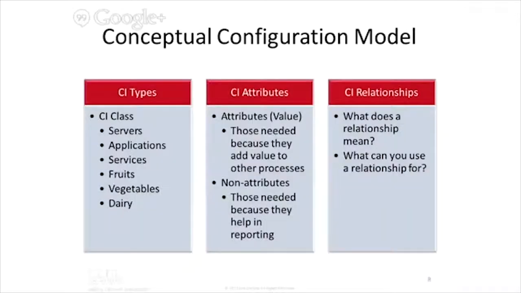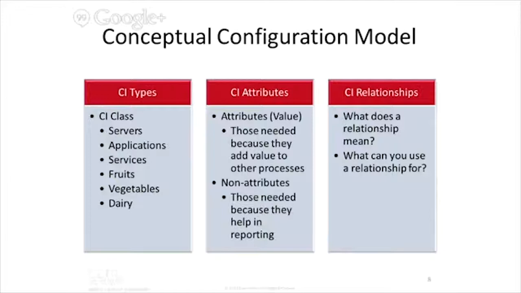The conceptual configuration model, therefore, has three parts to it. There are the CI types, classes. Different tools call them different things, but it's basically servers, applications, services. I tend to put the remaining three things in there, fruits, vegetables, dairy, because you never know which service we're talking about. Attributes, again, I typically tend to put them in two sections. There are value-added attributes, those that are needed because they add value to processes, things like CI owner or CI approver or support group. And then there are non-attributes, those things that are needed because they help in reporting about the configuration model.